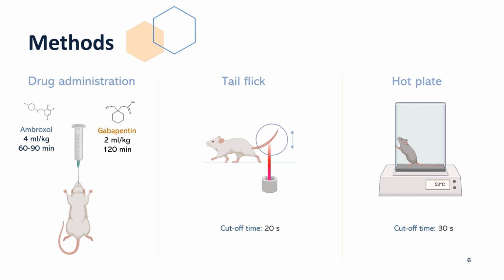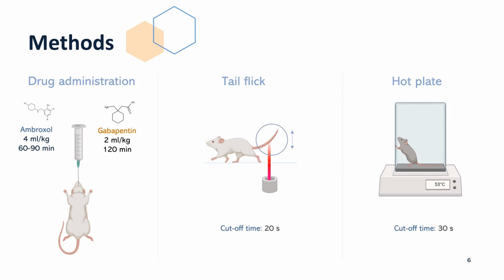The methods for this paper begin with drug administration. Ambroxol and gabapentin were administered orally. Behavior tests were then performed between 60 and 90 minutes and 120 minutes. Acute analgesia was assessed through tail flick and hot plate tests. The tail flick test response consists of an infrared beam focused on the tail of the rat, and the latency of the tail flick was recorded during 20 seconds.